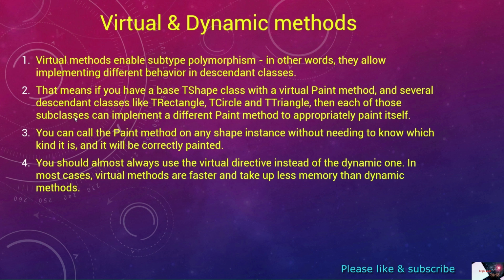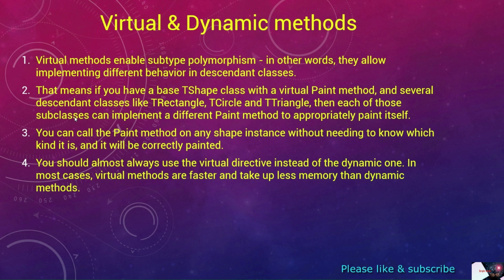Let's talk about the virtual and dynamic method. So virtual methods enable subtype polymorphism. In other words, they allow implementing different behavior in the descendant class. So what will happen? Suppose the same method is written in the parent class as virtual, and in the derived class the same method is written as override, right? That means we are redefining that method in the child class.